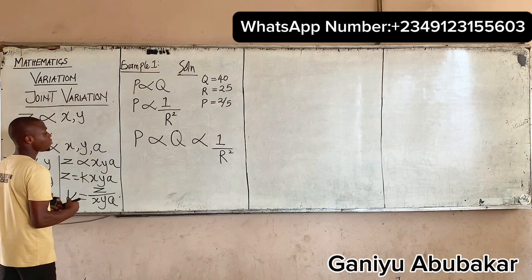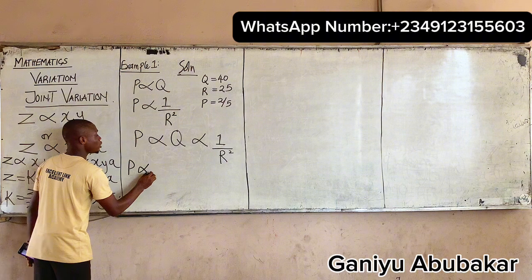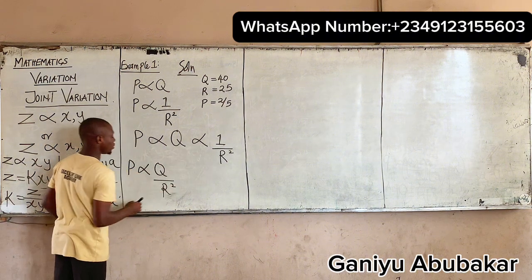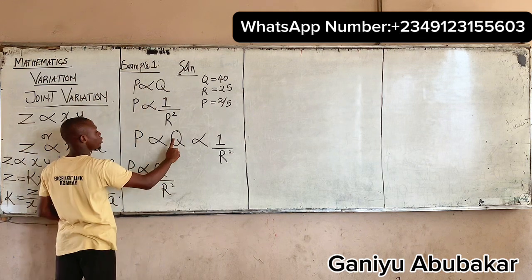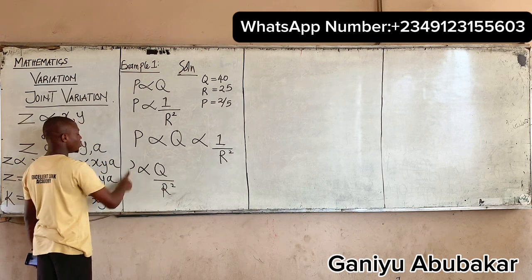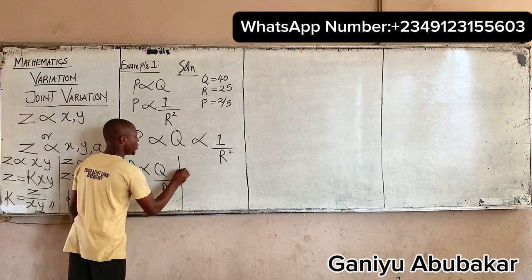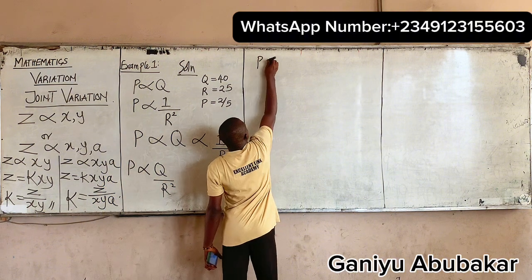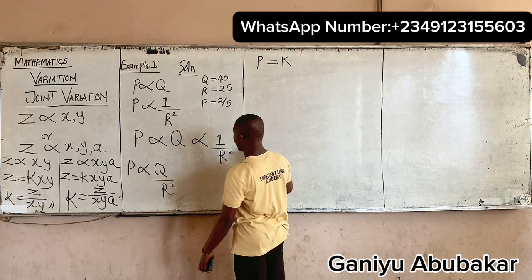If I combine the two, P is directly proportional to Q times 1, which is Q over R squared. So just join these together: Q times 1 is Q, then R squared comes here. This is not yet done. From here, P will be equal to K, the constant. To eliminate the symbol, I'll use equal to K. What do I have there?